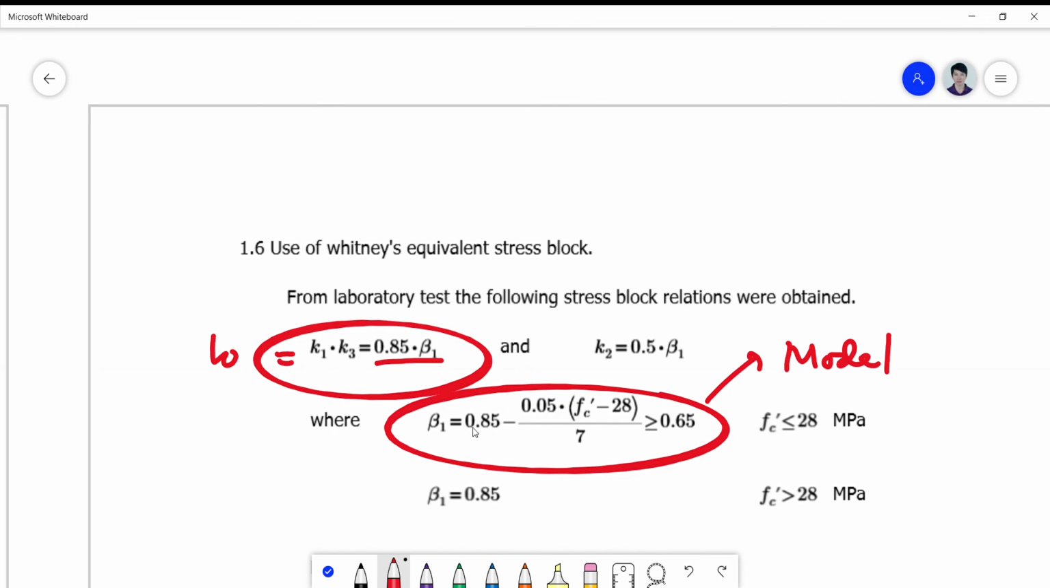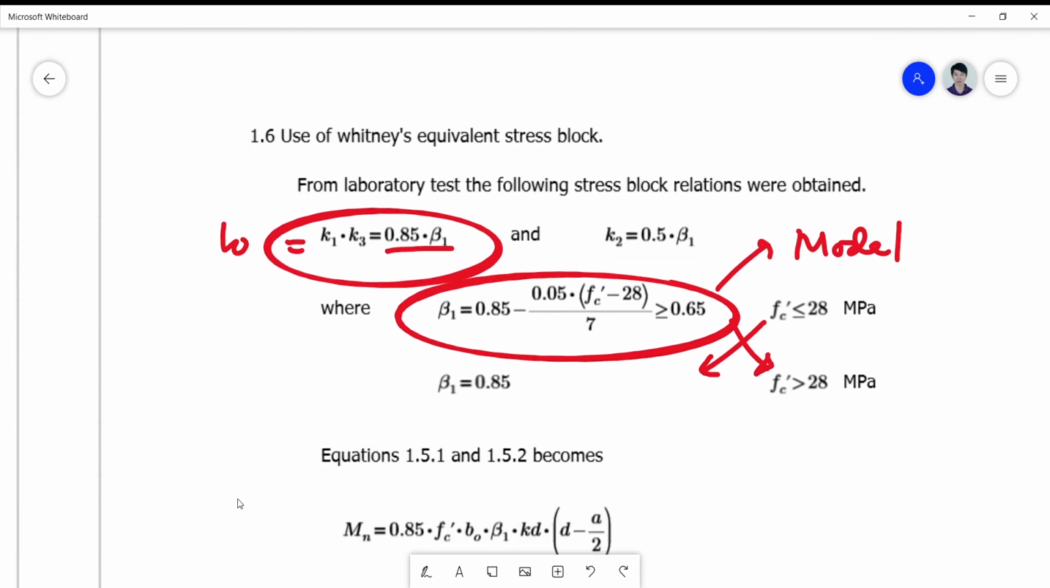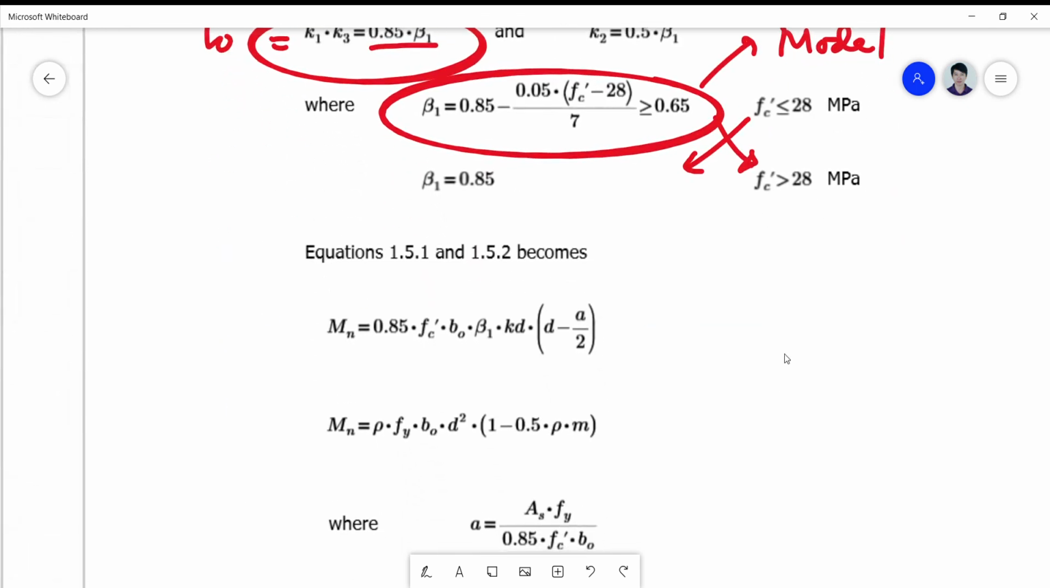He found out that beta 1 is within this range when fc prime is less than or equal to 28, and it cannot be less than 0.65. So it must always be greater or equal to 0.65. So sorry class, no? This formula is for fc prime greater than 28 megapascal, and for fc prime less than or equal to 28 megapascal, beta 1 is 0.85. So I'm sorry for the error.